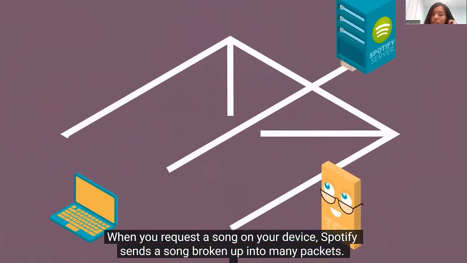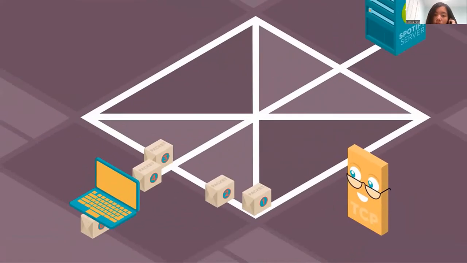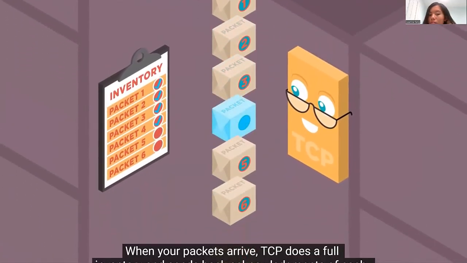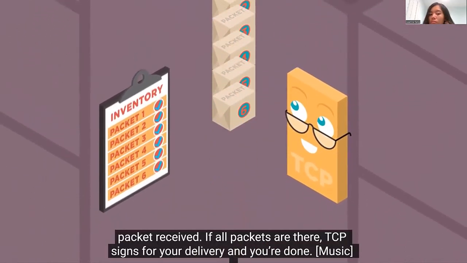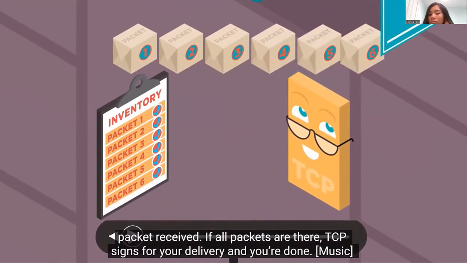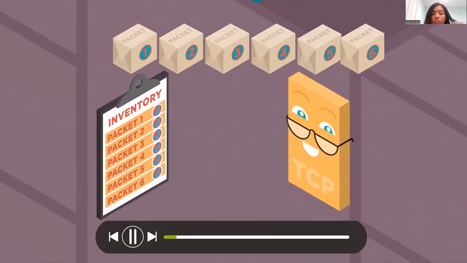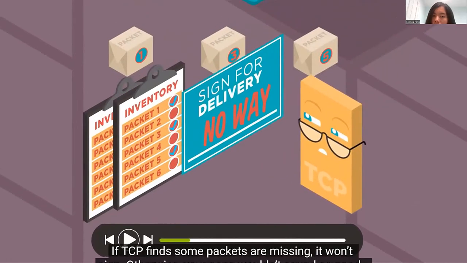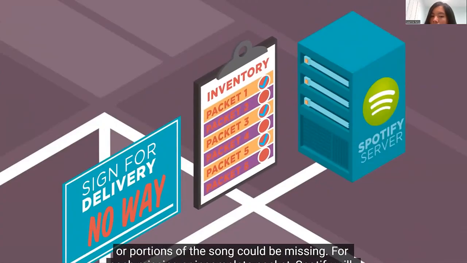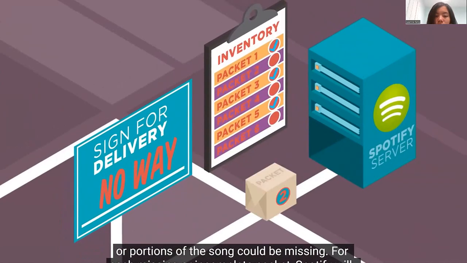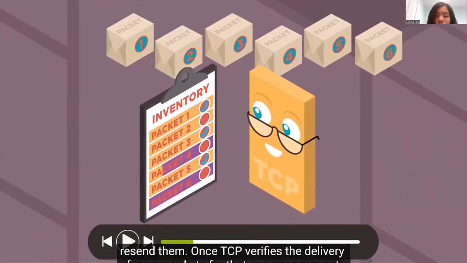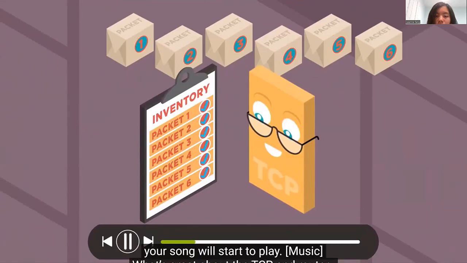When you request a song on your device, Spotify sends the song broken up into many packets. When your packets arrive, TCP does a full inventory and sends back acknowledgements of each packet received. If all packets are there, TCP signs for your delivery and you're done. If TCP finds some packets are missing, it won't sign. Otherwise, your song wouldn't sound as good, or portions of the song could be missing. For each missing or incomplete packet, Spotify will resend them. Once TCP verifies the delivery of many packets for that one song request, your song will start to play.